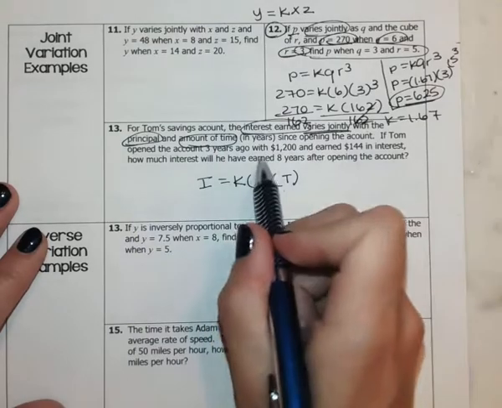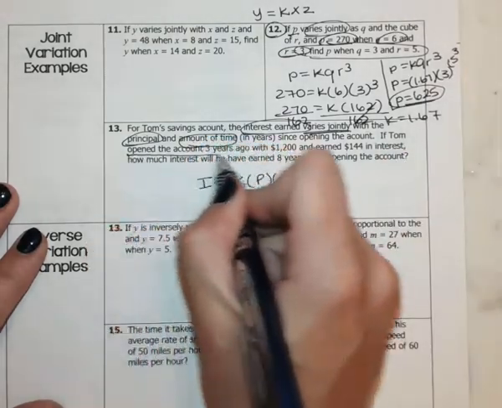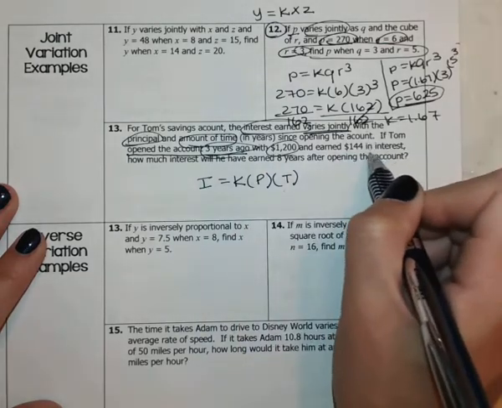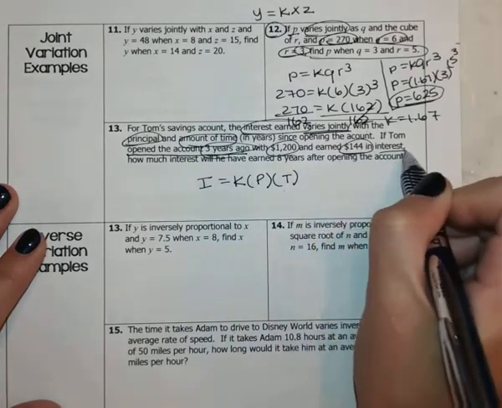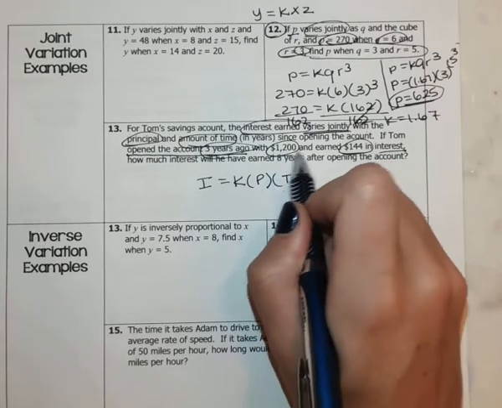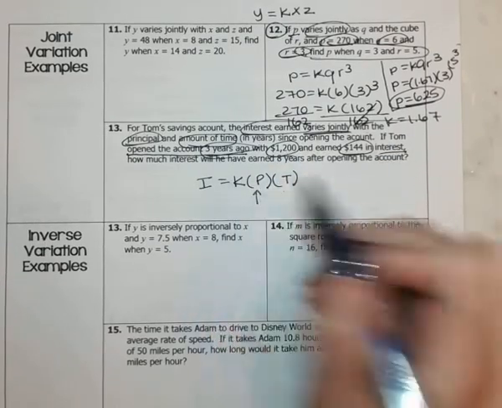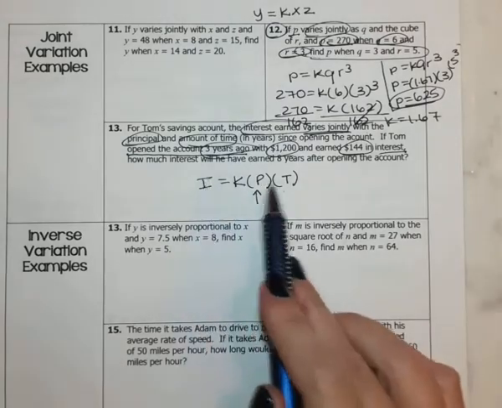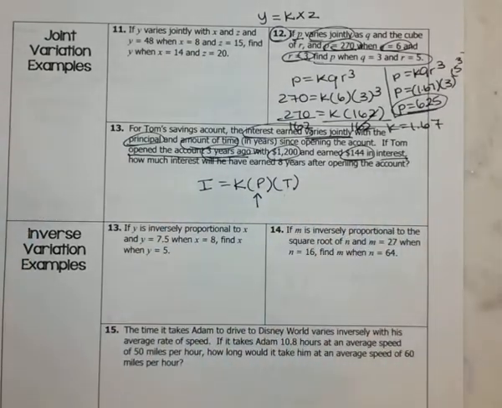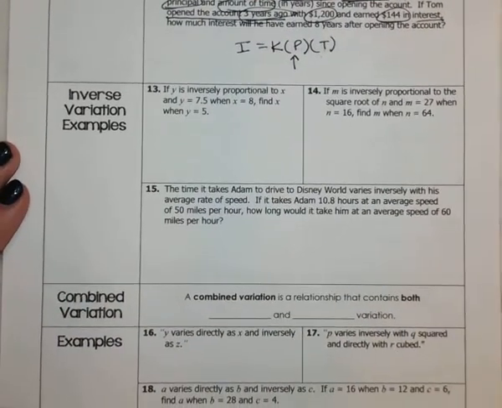So again, you'll start and you'll just read the first one, 3 years with 1,200 and 144 in interest. So he's starting with 1,200, that's going to be the principal. So go ahead and plug in for these three, solve for K, then read the rest of the sentence using the constant.